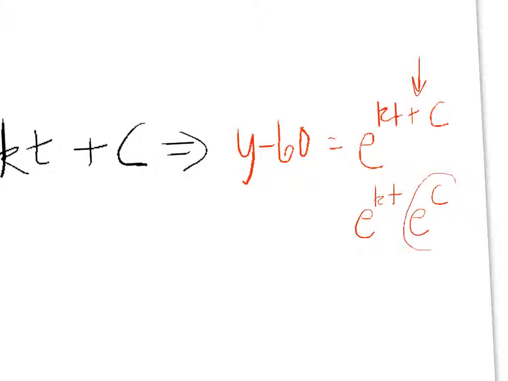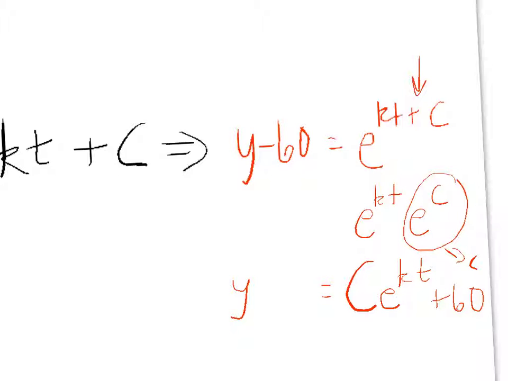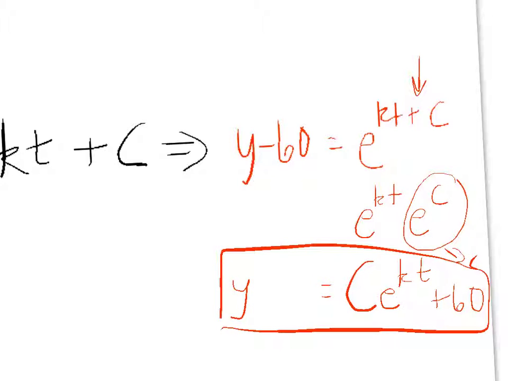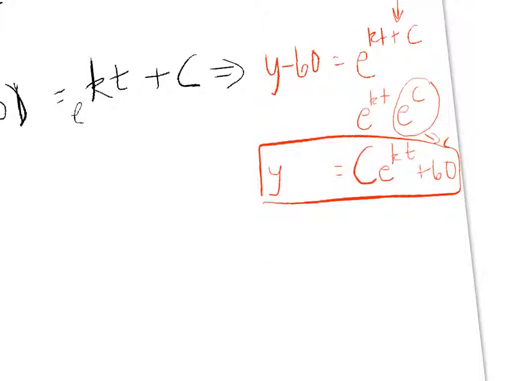And once again, we treat this constant as just any old constant. So e to the c is just some other constant, just like something we call c. So we can actually call this whole thing c. All right, so Ce to the kt, that's real convenient. And then y equals that plus 60. So we've solved for y, made it look a little bit nicer. Now we need to solve for c and k.